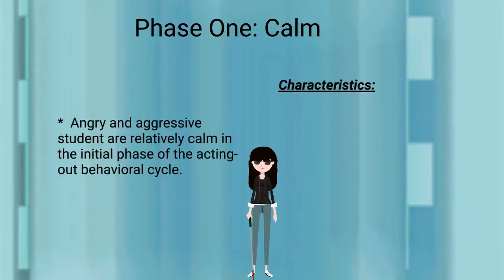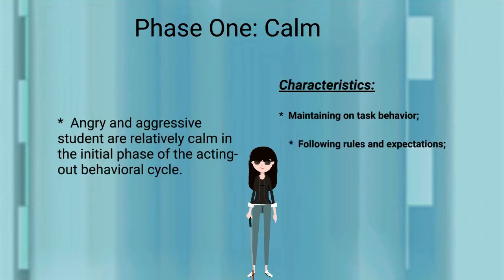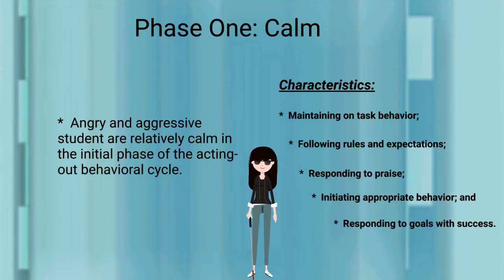Phase 1. Calm. Characteristics: maintaining on-task behavior, following rules and expectations, responding to praise, initiating appropriate behavior, and responding to goals with success. Angry and aggressive students are relatively calm in the initial phase of the acting out behavioral cycle.